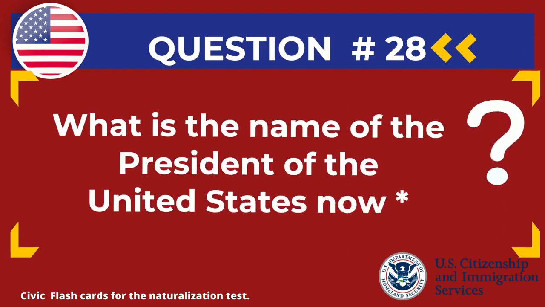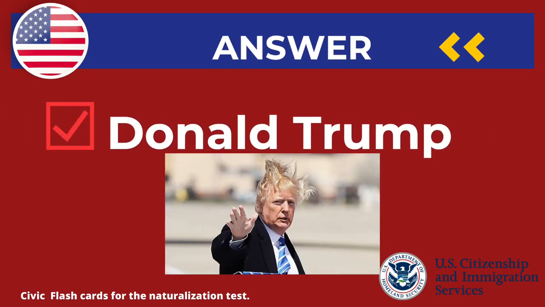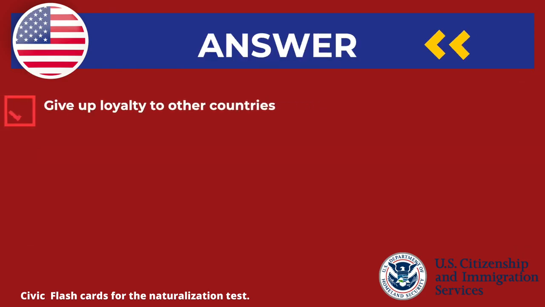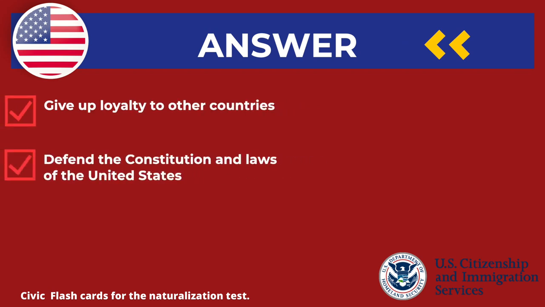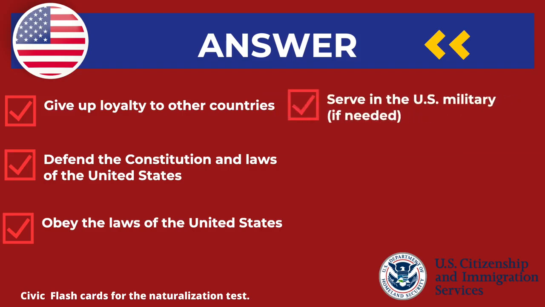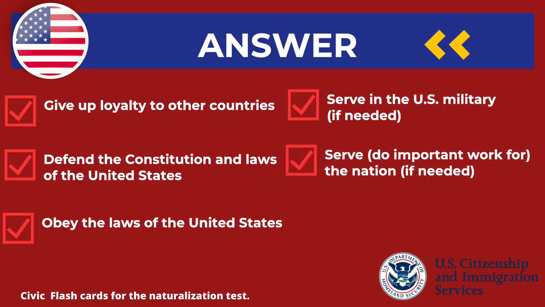What is the name of the President of the United States now? Donald Trump. What is one promise you make when you become a United States citizen? Give up loyalty to other countries. Defend the Constitution and laws of the United States. Obey the laws of the United States. Serve in the U.S. military if needed. Serve, do important work for the nation if needed. Be loyal to the United States.